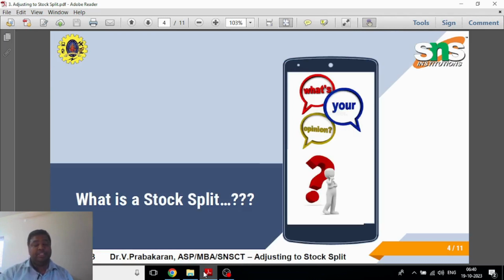And today's discussion is all about a stock split and its adjustment in the equity price. First, let us try to understand the meaning of stock split, and then we will move on to the adjustment portion. So stock split is nothing but a stock being divided into multiple stocks. One stock is divided into multiple stocks.